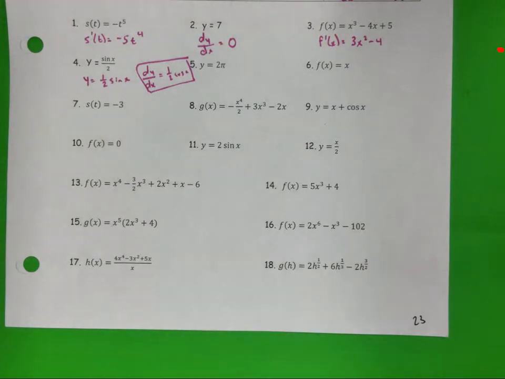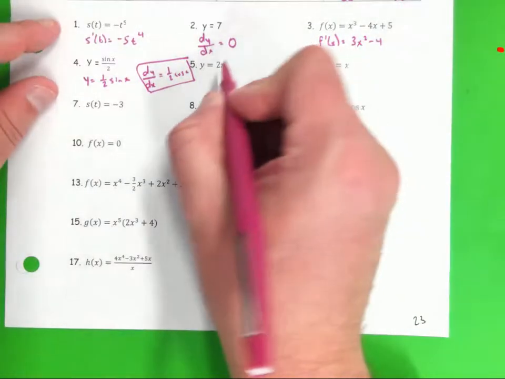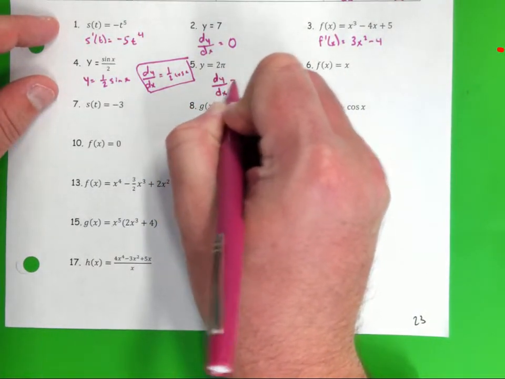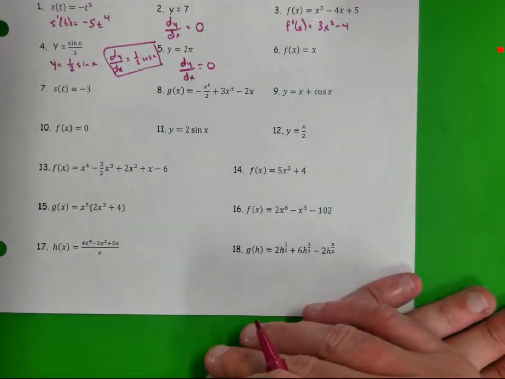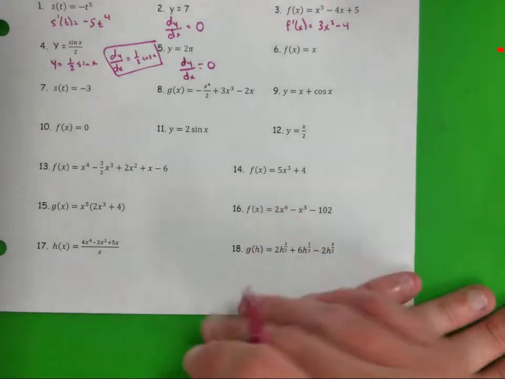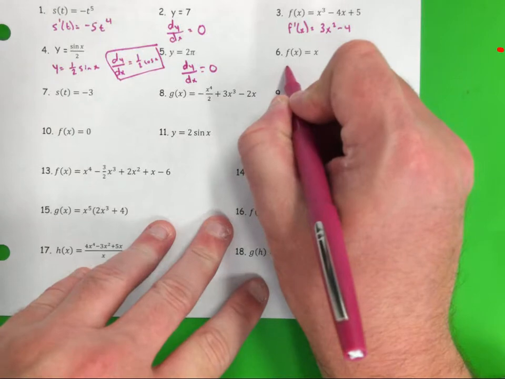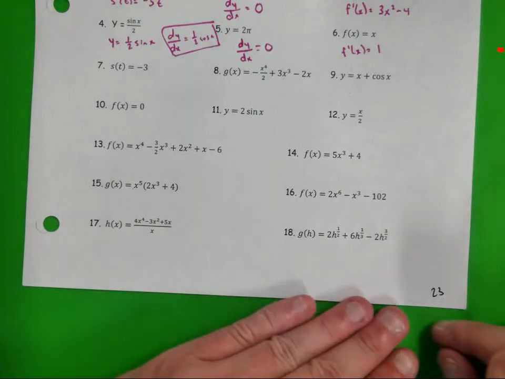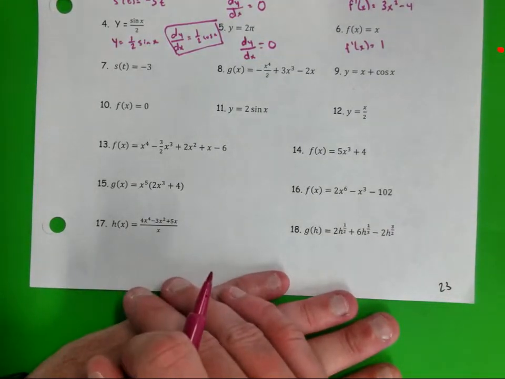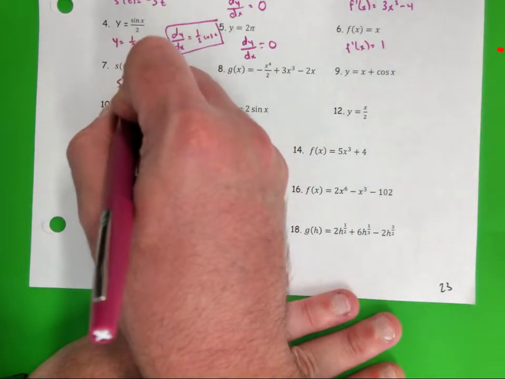Number 5. Y equals 2 pi. Is pi a variable or a number? Number. So that's like a constant right there, isn't it? Yeah. 2 pi. So what's your derivative? 0. These are easy. Number 6. That's one single variable. What's your derivative there? 1. F prime of x equals 1. Number 7. S of t equals negative 3. That's a what number? So S prime would equal what?